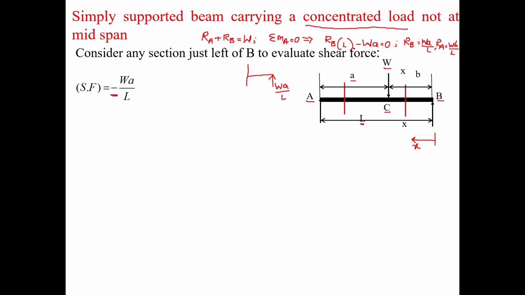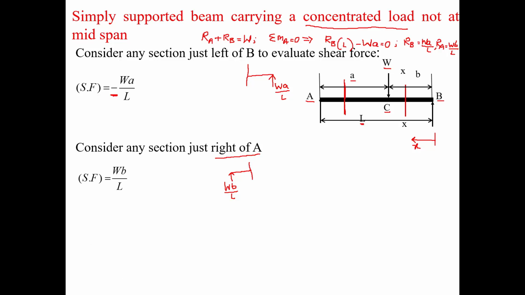In the same way, we can take another section to the right of A. The support is here, and the section is here, so the reaction is Wb by L. The shear force is now to the left of the section and upward, so the shear force will be positive, that is Wb by L. This is for section AC, and the earlier one is for section BC.